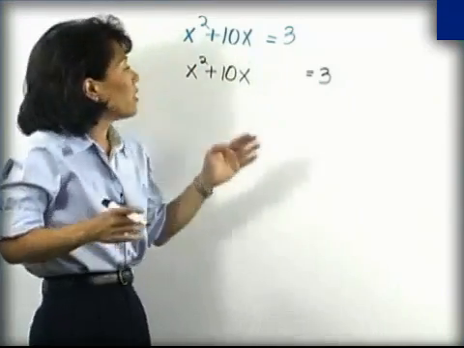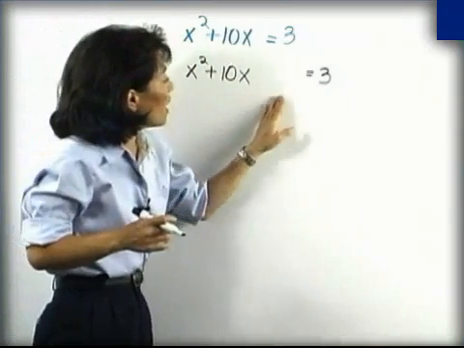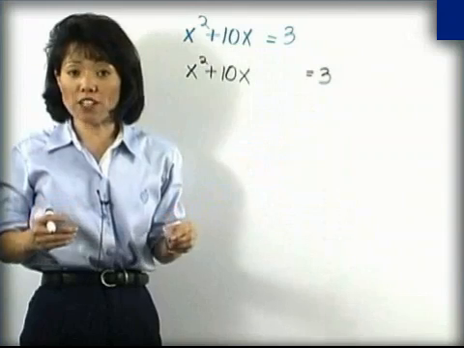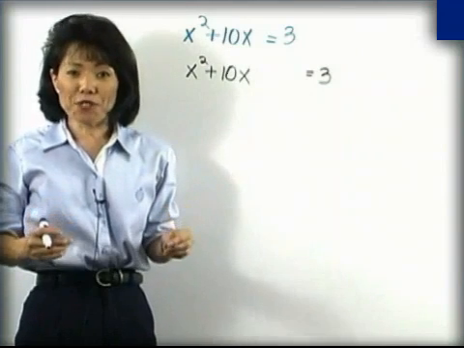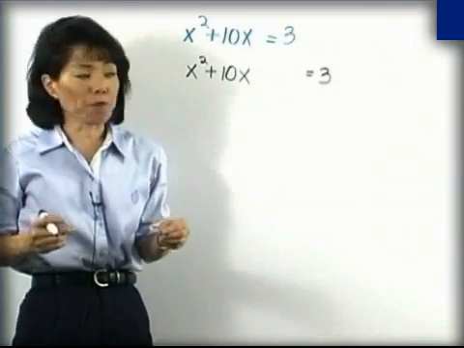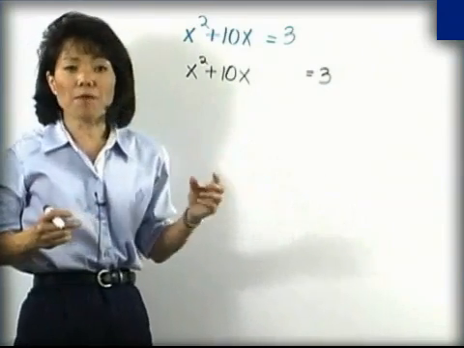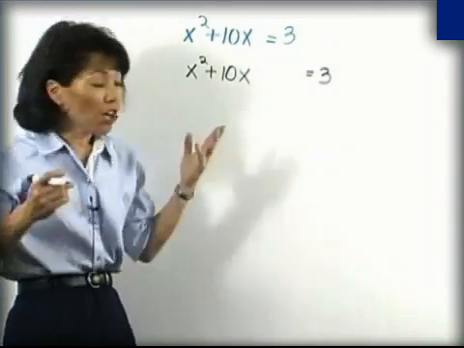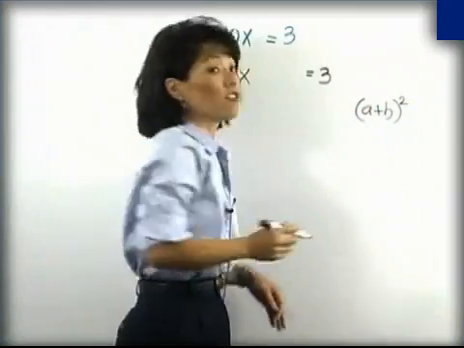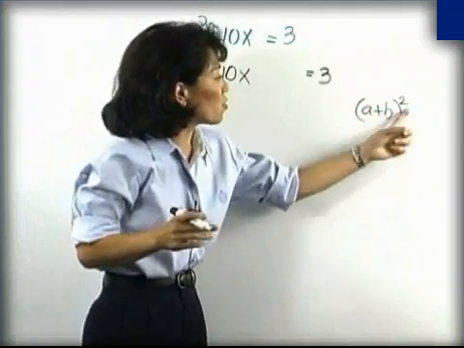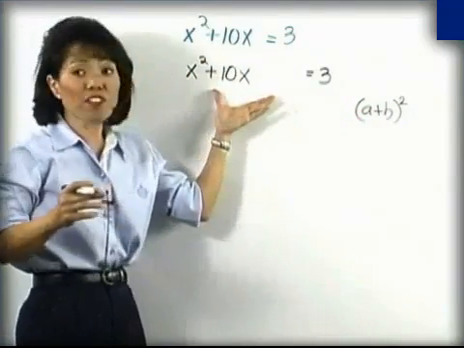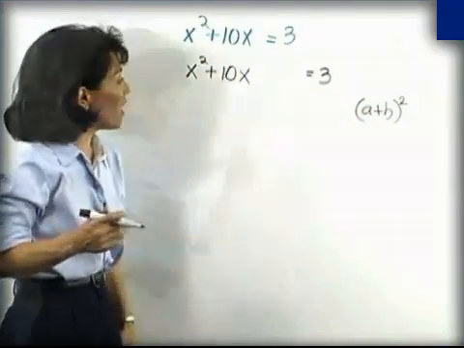Now what we're going to do is try to make the left-hand side into what we call a perfect square trinomial. In other words, what we want to do is get a trinomial in the form so that when we factor it, it becomes a binomial squared. Or in other words, it looks something like this, a plus b quantity squared. We want a binomial squared to come out of this trinomial. So we want to make a perfect square trinomial out of the left-hand side.